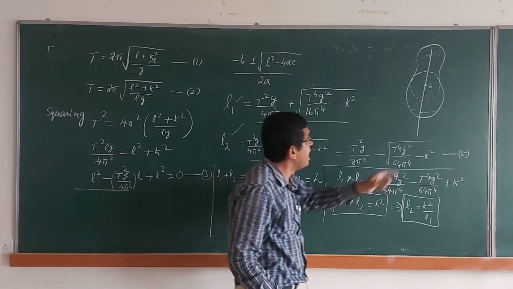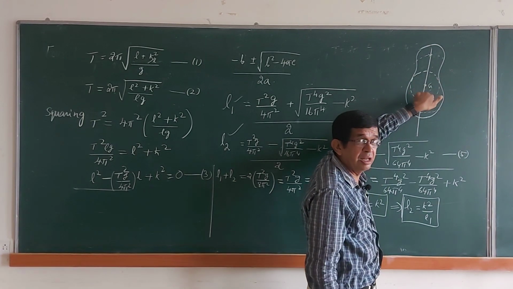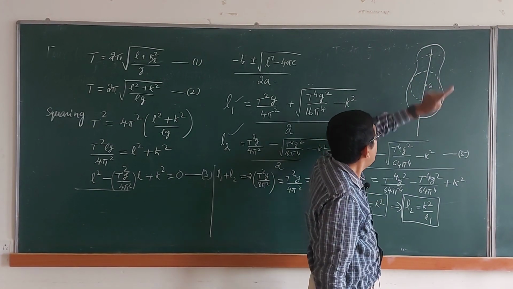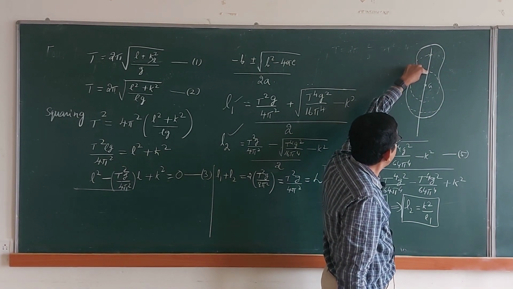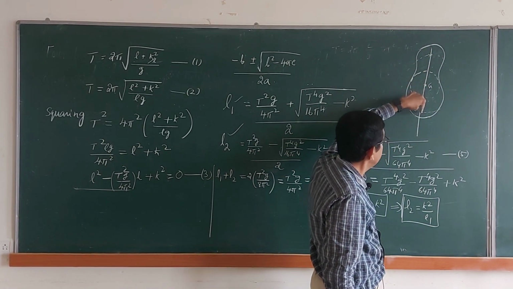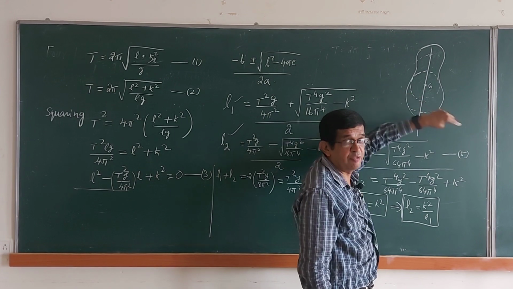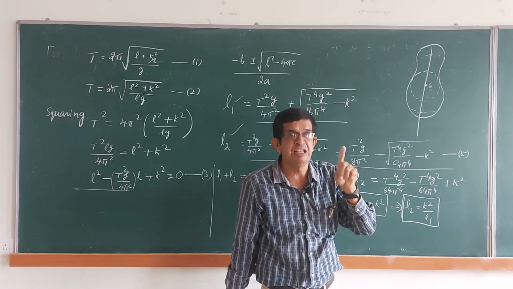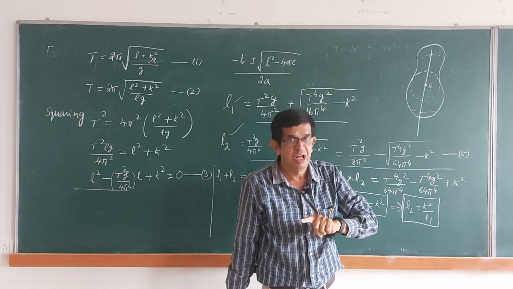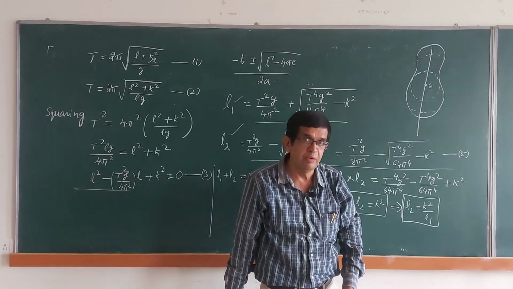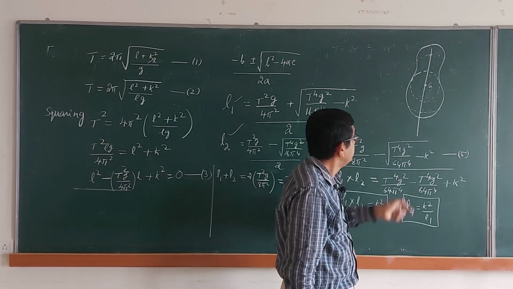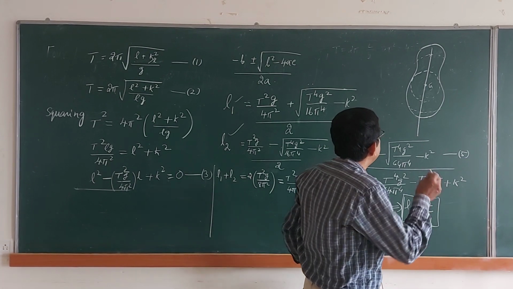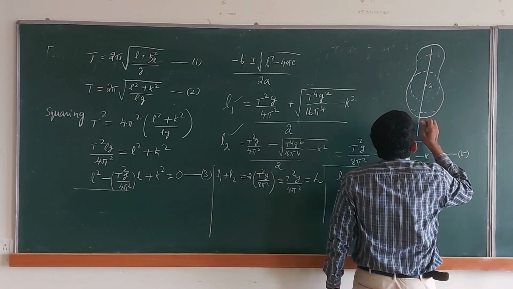Now, this line meets these two circles at how many points? It meets at 4 points: one point is here, another point is here, the third one is here, the fourth one is here. Therefore, what we have done? We have drawn two circles having the radii L1 and L2, and then a line is drawn passing through the center of gravity. This straight line meets the circles at 4 points, and these 4 points are collinear.